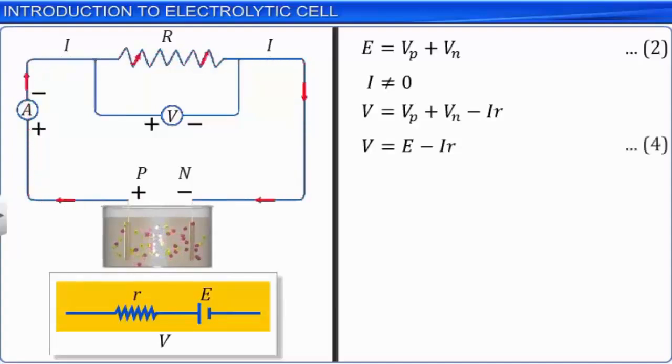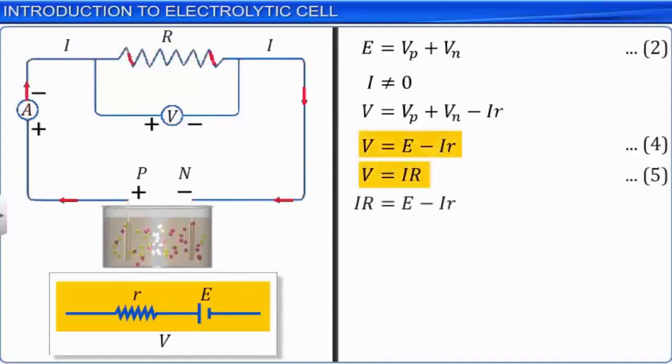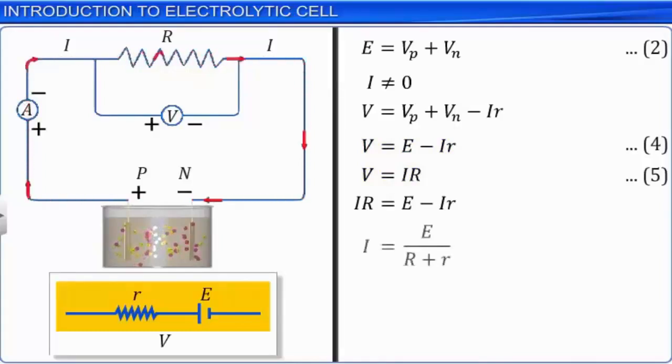Applying Ohm's law to the external circuit, we have V is equal to I into R, where V is the potential difference across R. Let this be equation 5. Combining equations 4 and 5, we get I into R is equal to E minus I into r. On rearranging the terms in this equation and simplifying, we get I is equal to E divided by R plus r.